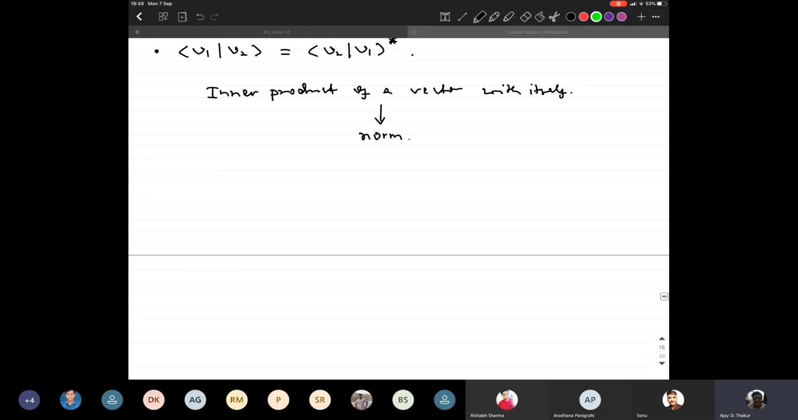So when we say it is important to talk of norms, suppose we are talking about the norm of ket psi. In notation, that would be equal to the dot product of psi with itself, and you take the positive square root.